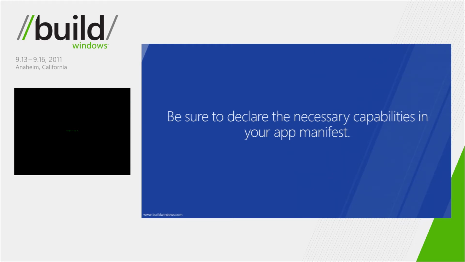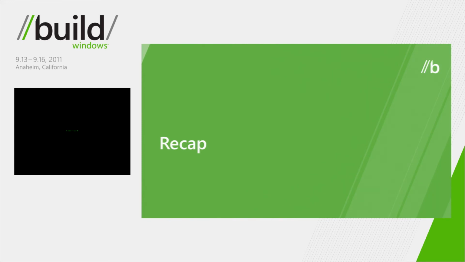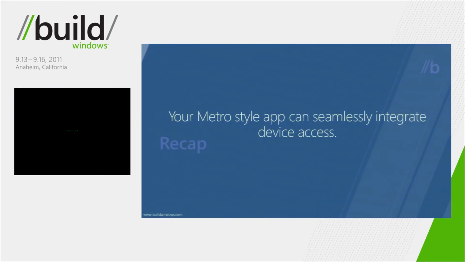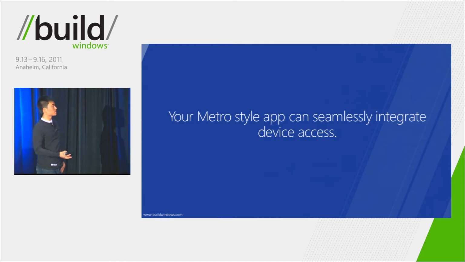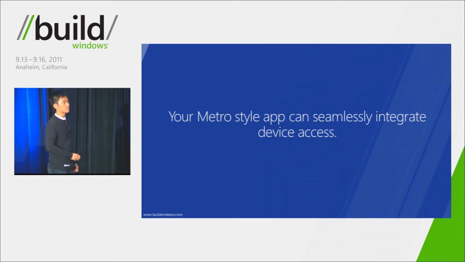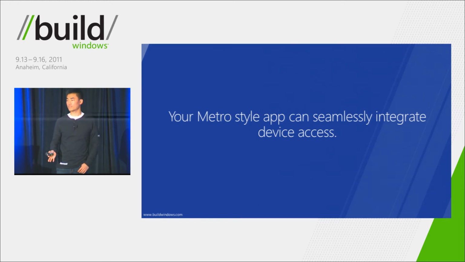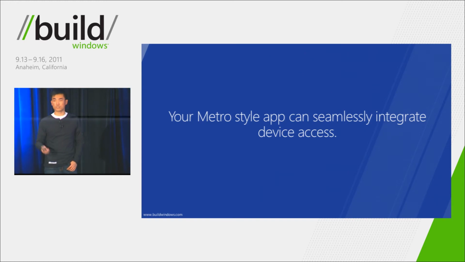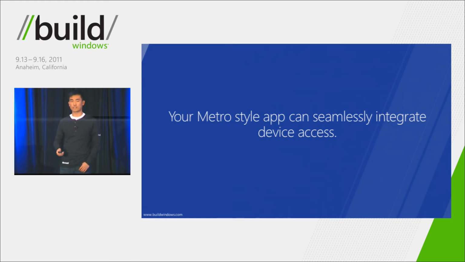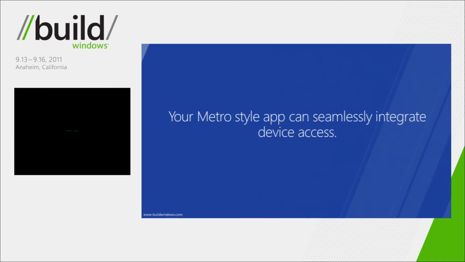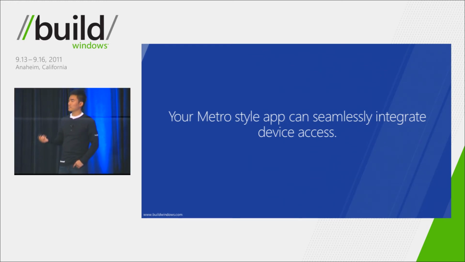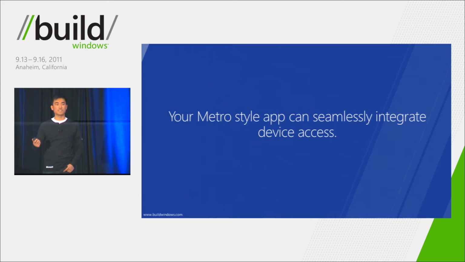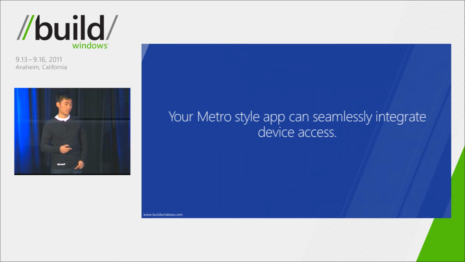Thank you. All right, so I'm here to give a brief recap of what we showed this hour. We showed how your Metro-style app can seamlessly integrate device access. Windows supports a wide variety of different devices and a variety of things you can do with devices. Windows really makes it easy for you to access devices in your Metro-style app. We provide standard APIs for common functionality. And in this talk, we're really excited about the possibilities we're going to see in the applications about what you can do with devices.